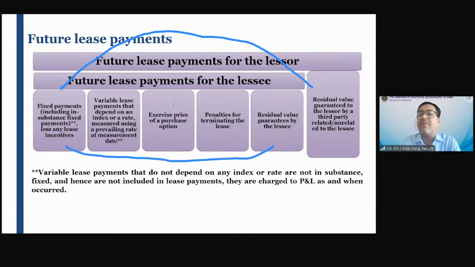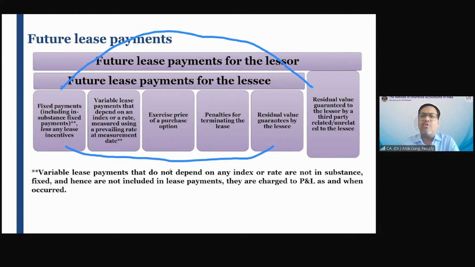Plus exercise price of a purchase option, right? For example, lessee is reasonably certain there is a purchase option in the lease contract. You understand purchase option? Yes, sir. Yes. So by the end of the lease contract, generally what happens in a few lease contracts, lessor gives a purchase option also so that the lessee will maintain the asset like his own asset.